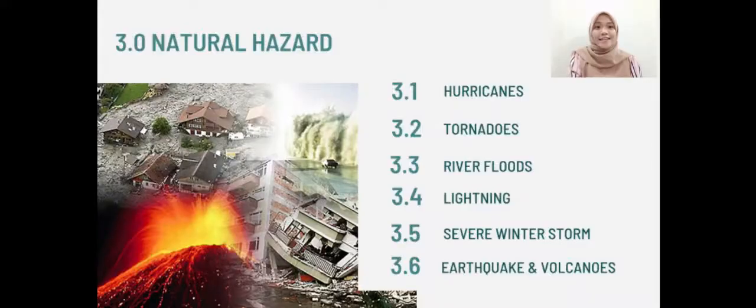And that's it. Now let's move on to the next subtopic, which is natural hazards. As we know, the United States and Canada are really known for natural hazards, such as hurricanes, tornadoes, lightning, river floods, severe winter storms, or even earthquakes and volcanoes. So let's take a look at these natural hazards one by one.